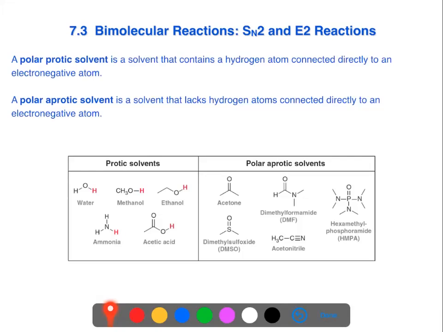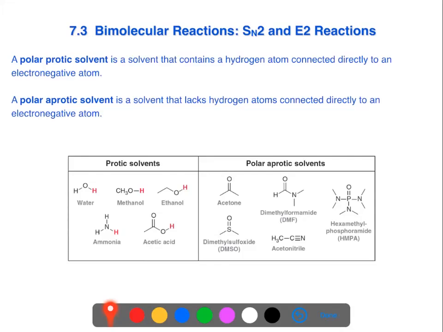So a polar protic solvent is shown in this table. Here we have water and alcohols primarily, but also ammonia and acetic acid. But definitely water and the alcohols are the most common polar protic solvents used in substitution reactions. Now, polar aprotic solvents are solvents that don't have hydrogens attached to electronegative atoms. So you may be asking, why is that important?